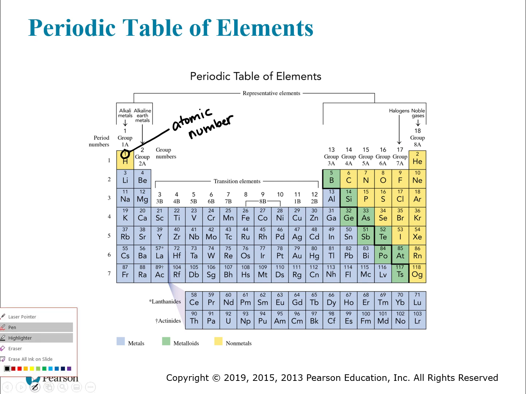I want to draw your attention to the groups. There's these numbers with the B or the A after them. Pay attention to those. We'll be coming back to them later on. We also have periods. I'll highlight those in green. Every periodic table will not have the periods numbered, but the groups will absolutely be numbered.